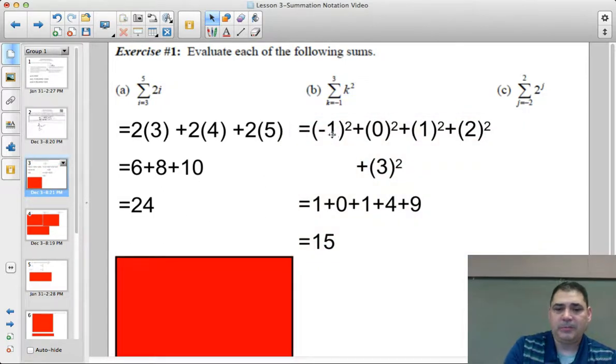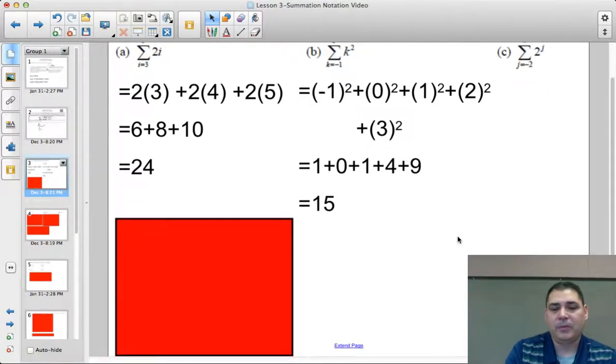So let's see what I did here. I plugged -1 because that's what I'm starting with. I square it. Gives you 1. -1 squared is 1. Then I'm going to put the next consecutive integer, which is 0. Square it. Gives you 0. Next one is 1 squared is 1, 2 squared is 4, and 3 squared is 9. Add those together. That's 13, 14, 15. So my final answer is going to be 15.